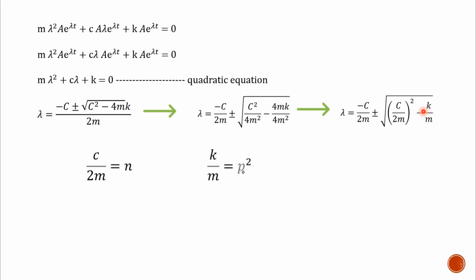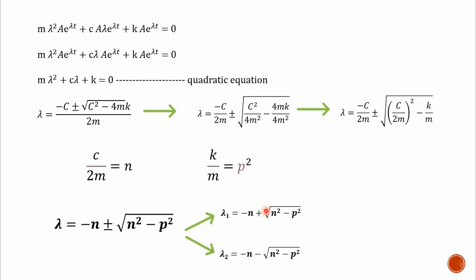And we know k by m is p square, and we are naming c by m as n. So the equation becomes lambda is equal to minus n plus or minus root of n square minus p square. And so we can write there are two terms, lambda 1 and lambda 2. Lambda 1 is minus n plus root n square minus p square, and lambda 2 is minus n minus root n square minus p square. And according to the real values of n and p, there are three cases.